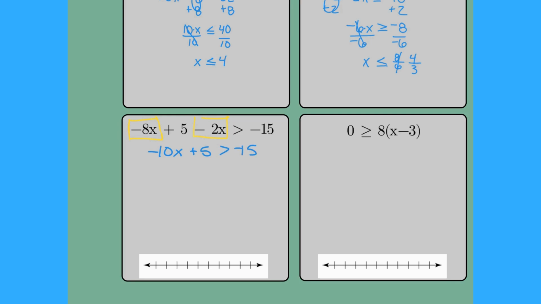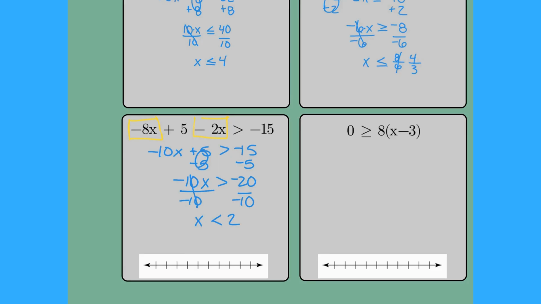And then I can continue solving because there's nothing else I can simplify. So minus 5 on both sides to make that 0. It's going to be negative 15, negative 5 is negative 20. Then I'm going to divide by negative 10. And again, because I'm dividing by a negative, same is true if you multiply by a negative, that inequality sign is going to flip around, and that becomes positive 2.